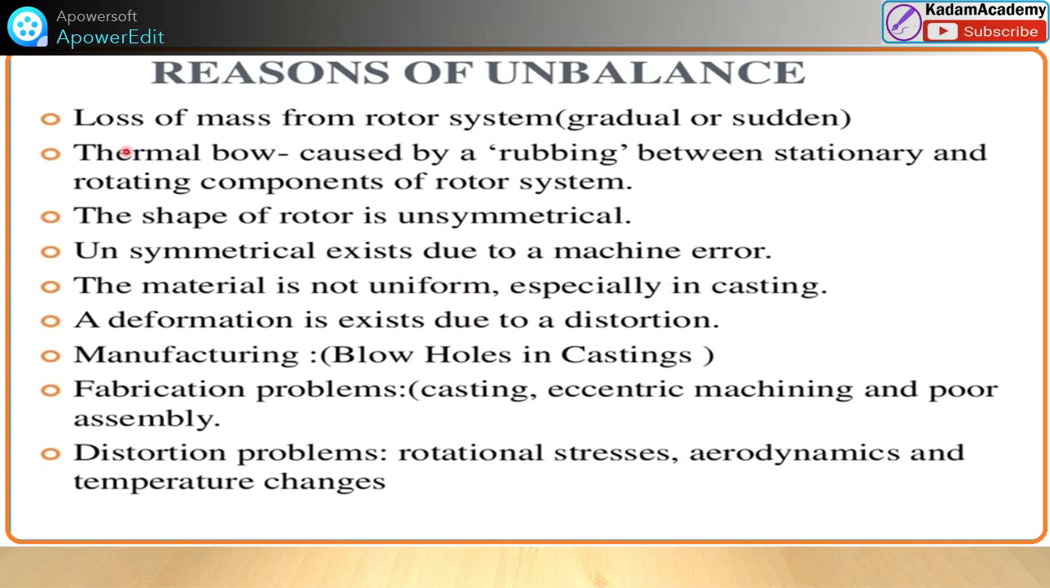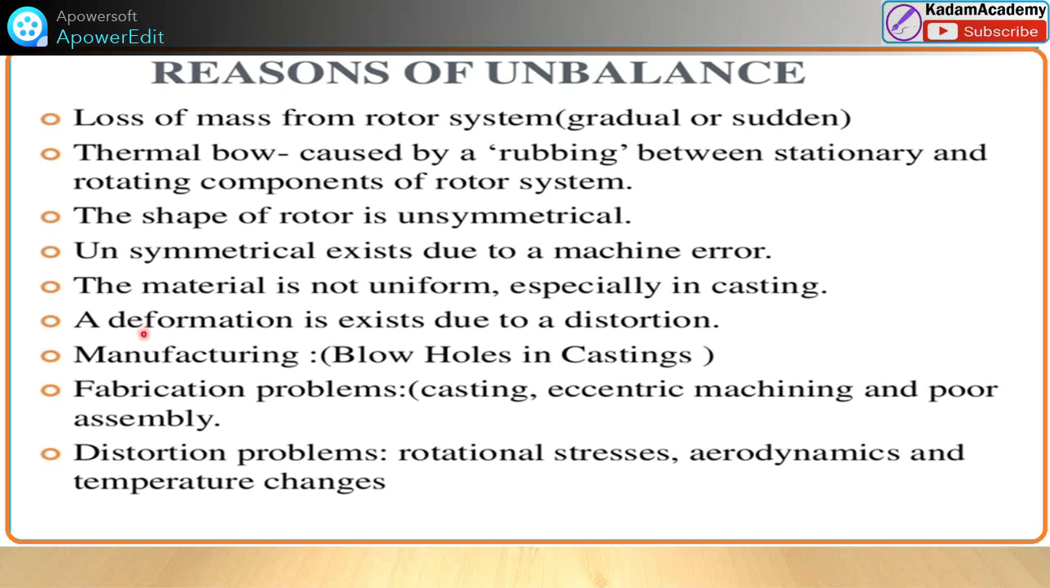But what are the reasons of unbalance? Loss of mass from the rotor system. Thermal bow caused by rubbing between the stationary and rotating components of the rotor system. The shape of the rotor is unsymmetrical, and this asymmetry exists due to machine error. The material is not uniform, especially in casting. During casting, the material is not uniform, and that will also create unbalance. It is not visible to us inside the material body.